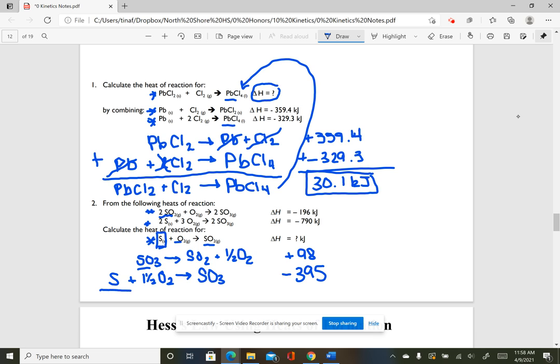Now, before I go ahead and solve this, I want to do my crossing out to make sure I did this correctly. So SO3 cancels with SO3. This half of an oxygen cancels with this half of an oxygen. So what am I left with? I'm left with S plus O2 on this side, and I'm left with SO2 on this side. So does that reaction match what's being asked exactly? Yes. So that's how I know I did this right. If you add up your delta H's, you're going to get negative 297 kilojoules.